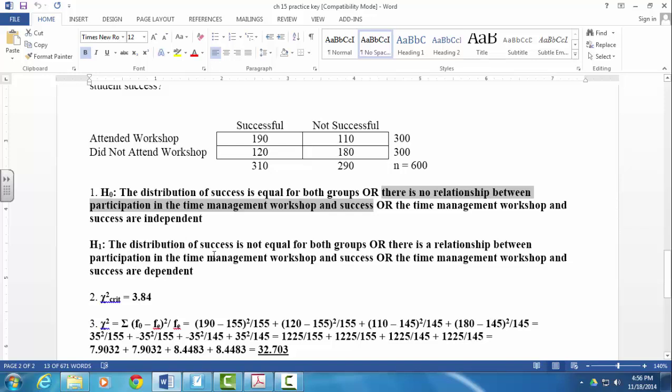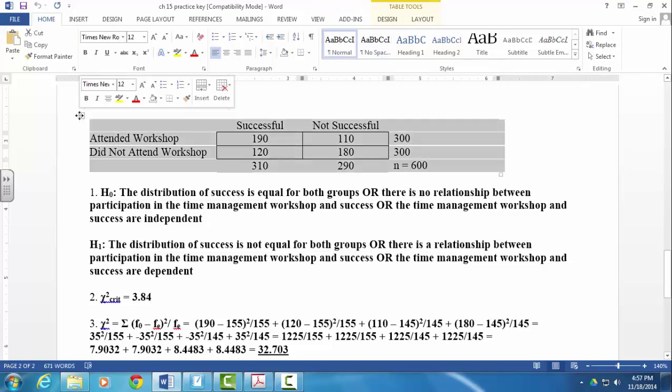Then the alternative, the same thing, except for now we're saying it's not equal for both groups, the distribution of success. There is a relationship between participation in the time management workshop and success, or the time management workshop and success are dependent. So I would opt for these two for your null and your alternative, the one that's based on a relationship. Just because, again, it's something you've been exposed to, it's probably easier to remember.